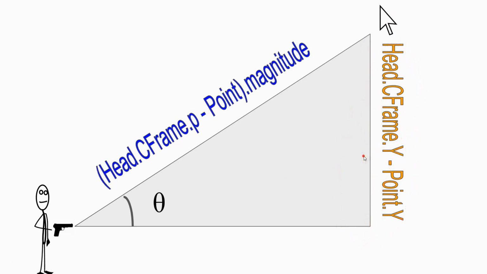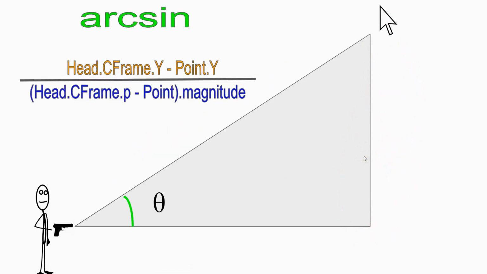Now that we have the length of the hypotenuse and also the length of the opposite side, what we can do is use the arcsine function to figure out what the angle is. For the arcsine function, if we give it the opposite side divided by the hypotenuse, it'll give us the angle we need right here. So that's the basic idea for the math that's working in the script. There are some other parts that are more specific to Roblox and how the character works, but that's the basic idea for the math of it.